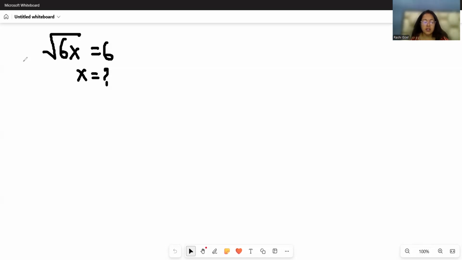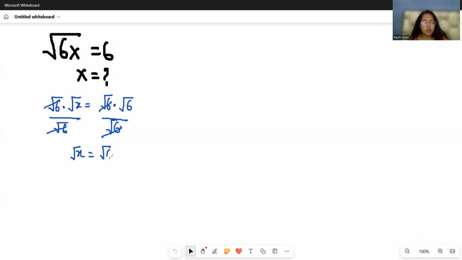So let's start this. While solving square roots, we can write this as root 6 times root x equal to 6. I can write it as root 6 times root 6. Now if I divide both sides by root 6, this will cancel out. So root x equals root 6.